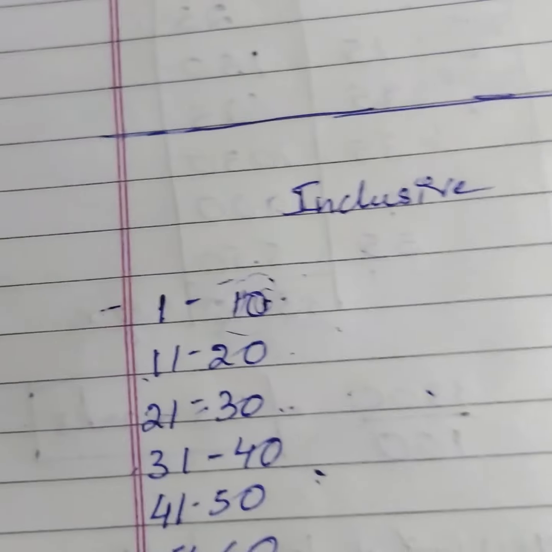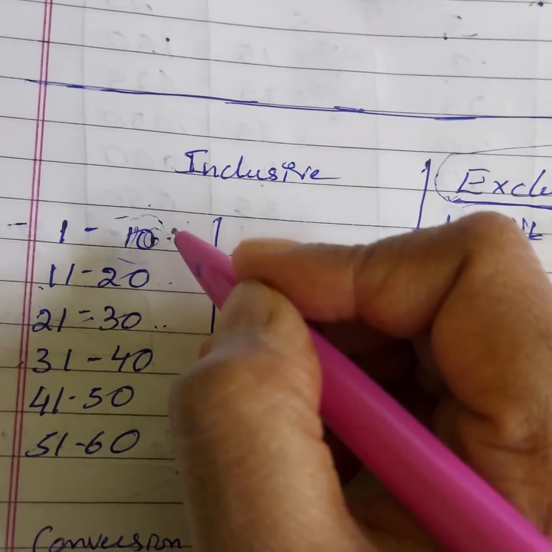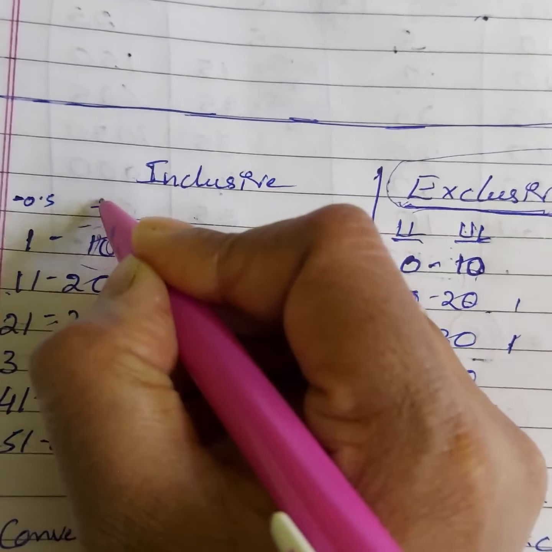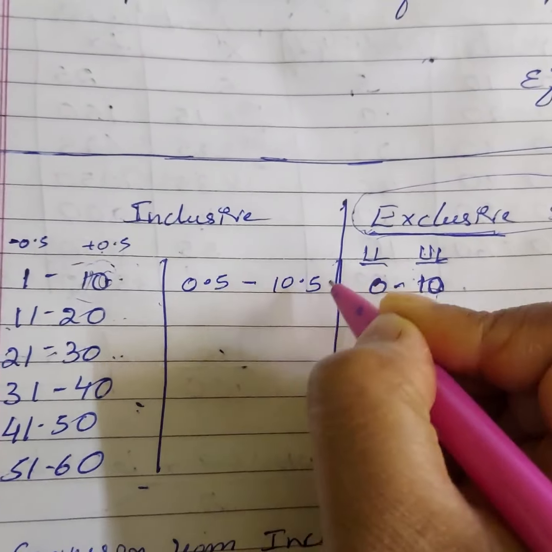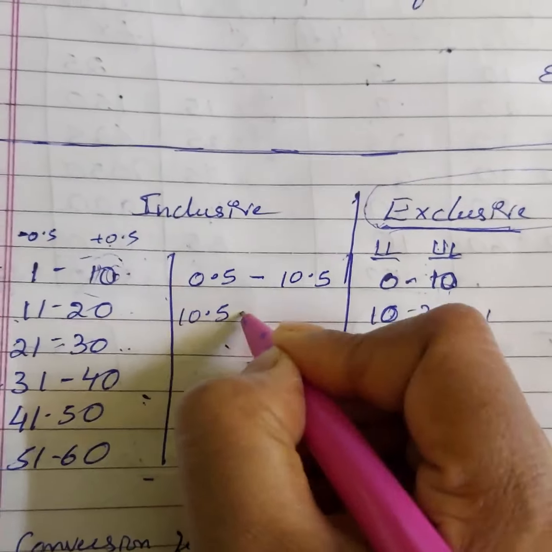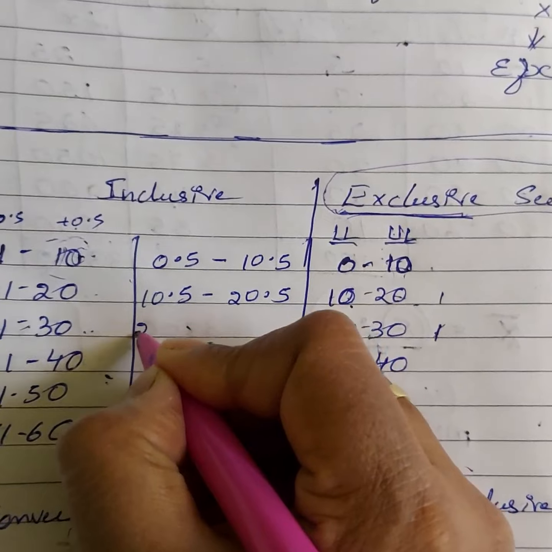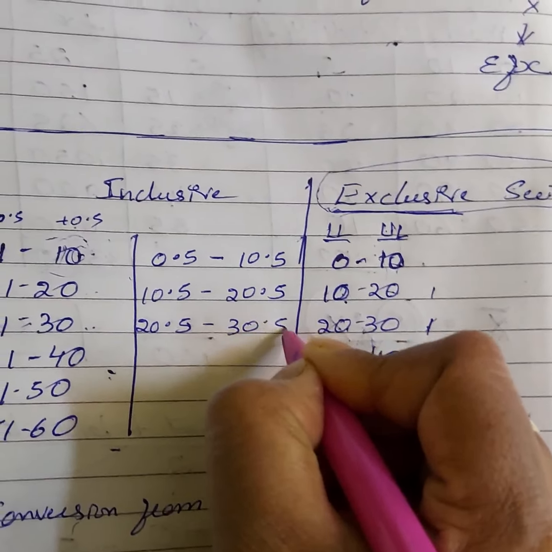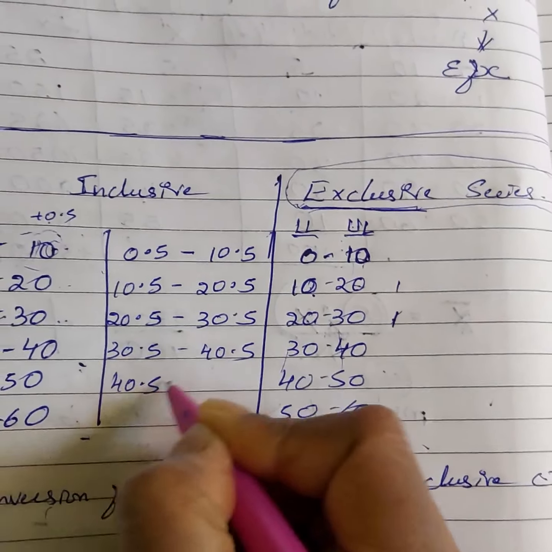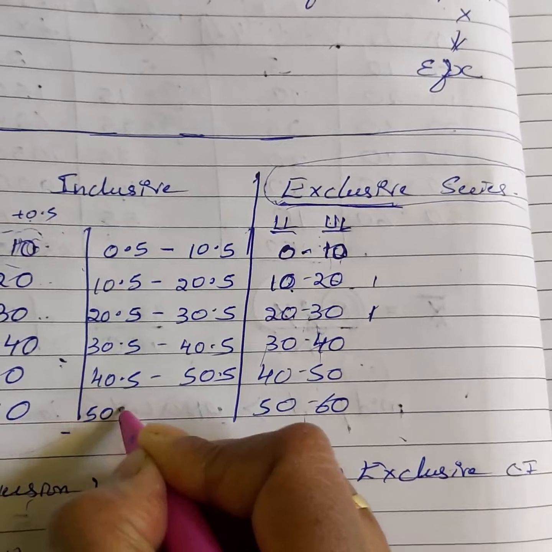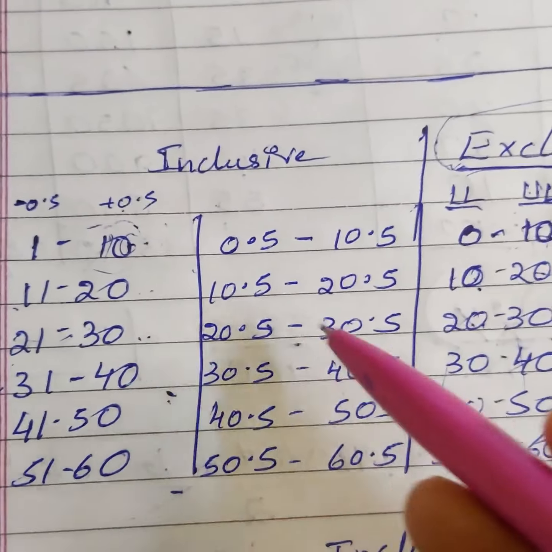For the same class intervals, I'll implement that. You subtract 0.5 from lower limits and add 0.5 to upper limits. So this becomes 0.5 to 10.5. This becomes 10.5 to 20.5. Here 21 minus 0.5, so 20.5 to 30.5. The cycle goes on: 30.5 to 40.5, 40.5 to 50.5, 50.5 to 60.5. Here you get your exclusive class intervals.